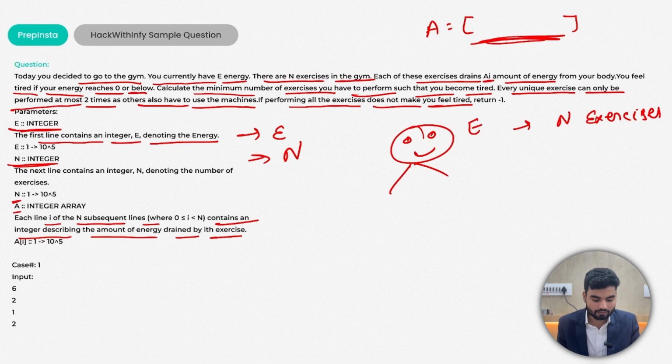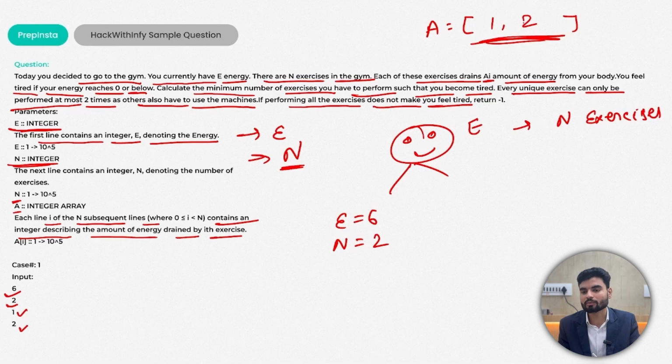For example, here they have given an example. The first value is 6, which means the value of E is 6. The second is 2, the size of the array, the number of exercises you can perform, which is n, and n is given as 2 here. So now you have an array of size 2, and you insert 2 values, 1 and 2. So let's say this is array A where you have inserted 2 elements, 1, 2.